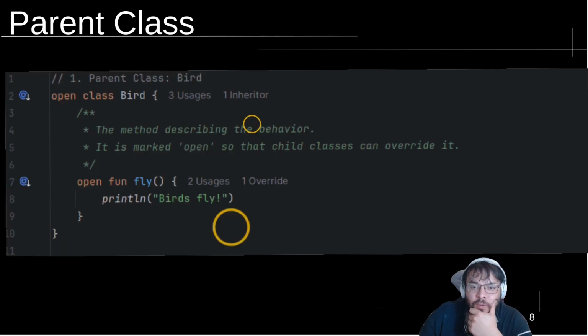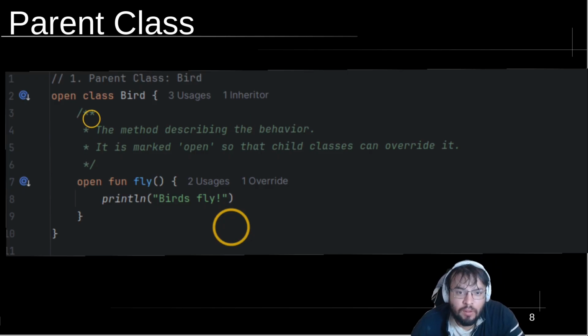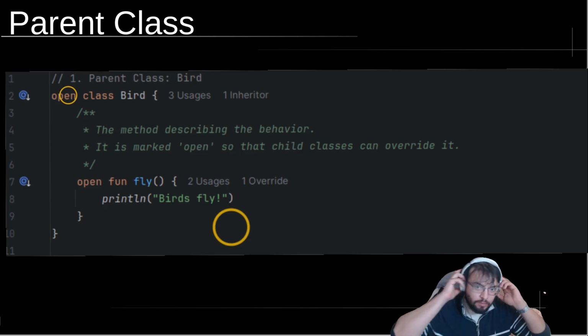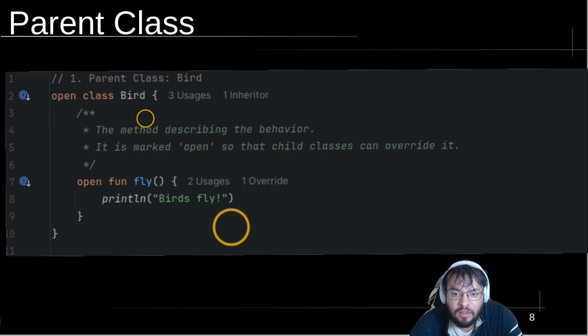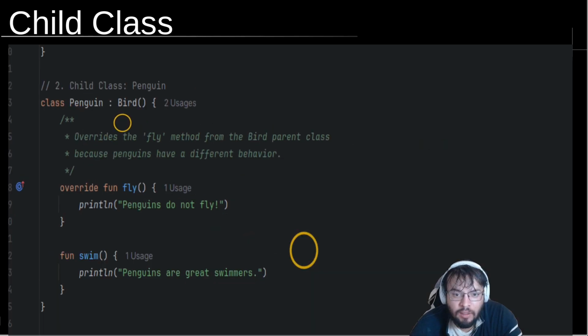Okay, so we're making our example concrete. This is a bird class. It contains a function fly, and it prints out birds fly. It needs the keyword open so it'll be able to make a child class. The way that we make the child class, like we explained, is with a colon. Here it is: class Penguin. This extends Bird, and this will override the fly from the previous one.